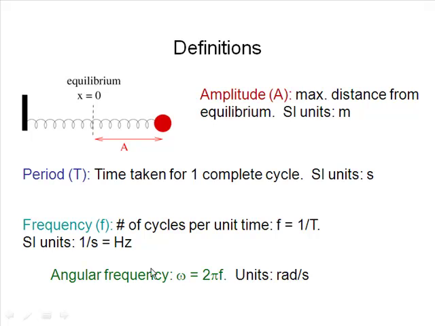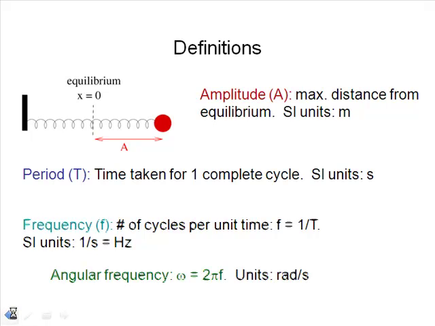And then angular frequency is what we're going to use in place of angular velocity, because we're no longer actually moving in a circle. It just has the same mathematics. That's radians per second. Since there's 2 pi radians per second, it's 2 pi times the frequency.